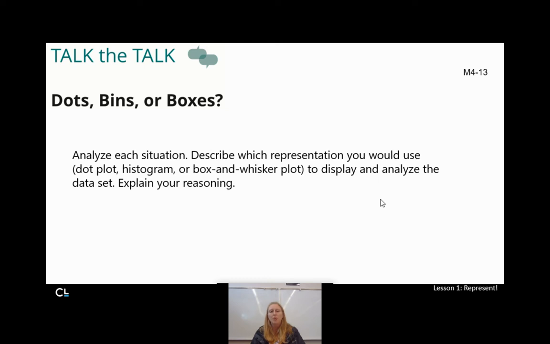We're not actually putting these things together. I'm just saying, if you're looking at the situation, which one of these would you use? A dot plot, a histogram, or a box and whisker plot? Go ahead and hit pause, jot down your thoughts on these. I think we've got 4 of them, 1, 2, 3, and 4, and then hit play when you're ready to check your work.